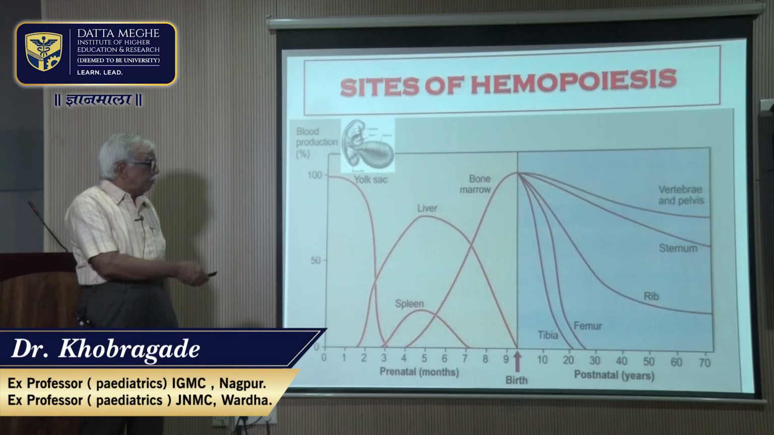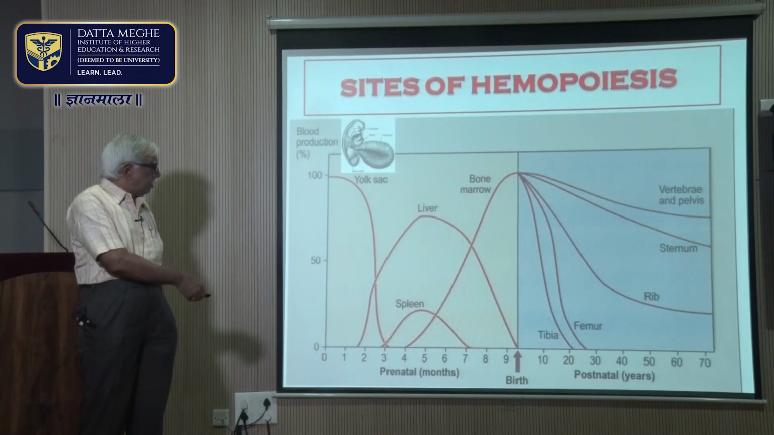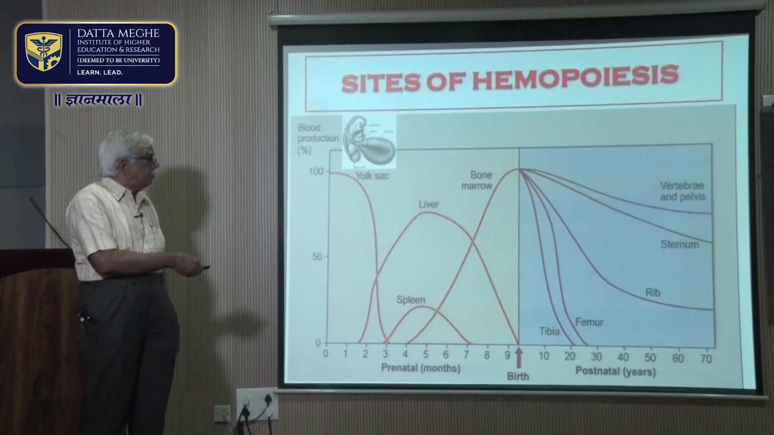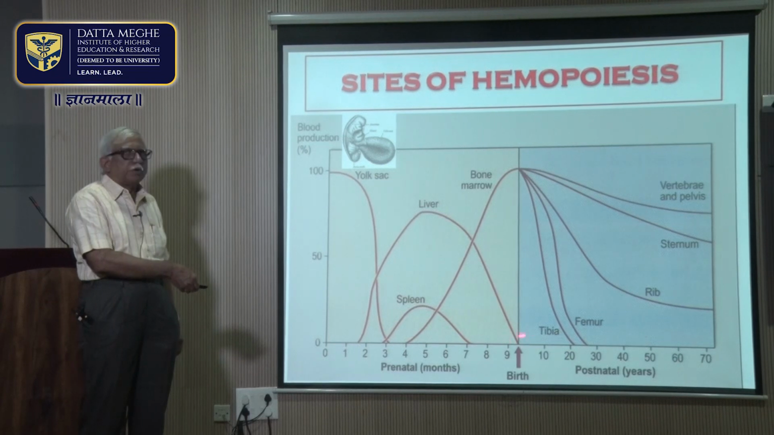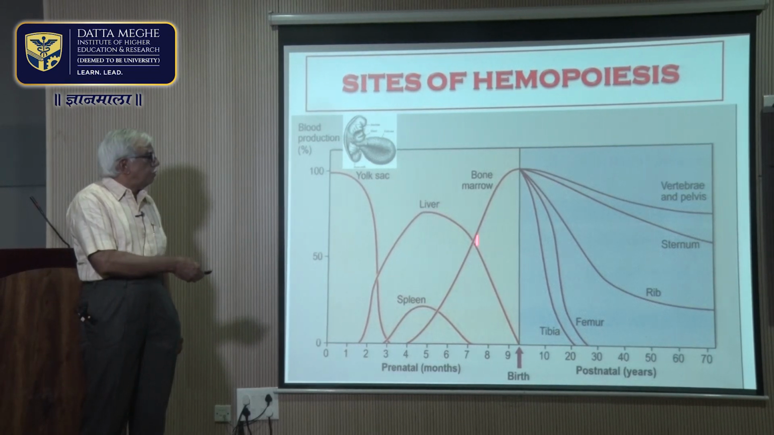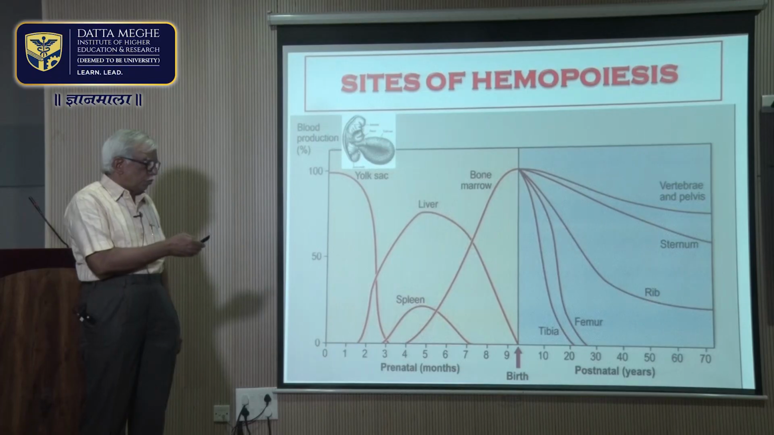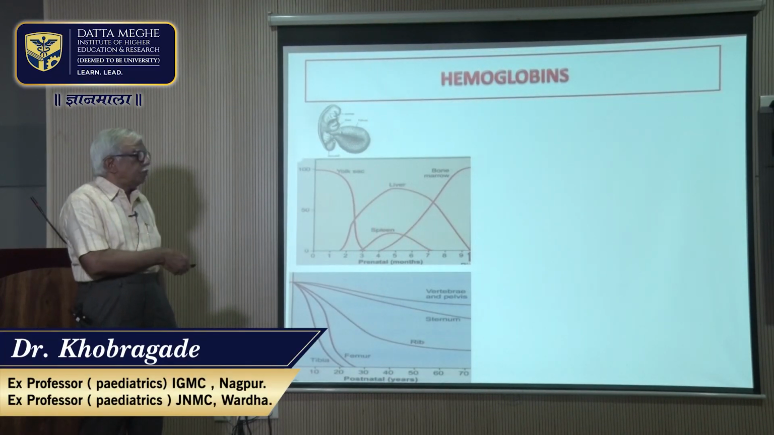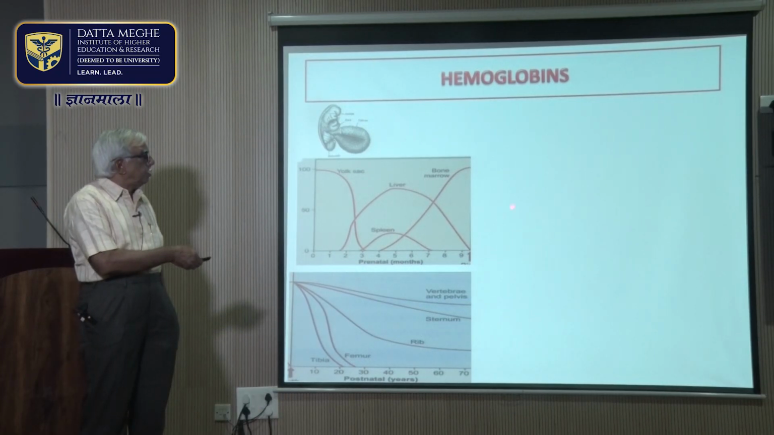Now, after delivery, we find that the bone marrow, which takes over the function right from the 4th month of fetal life, continues throughout life. The liver discontinues as an organ of erythropoiesis or hematopoiesis after the delivery is over. Now, let us see, this same thing is being shown over here.